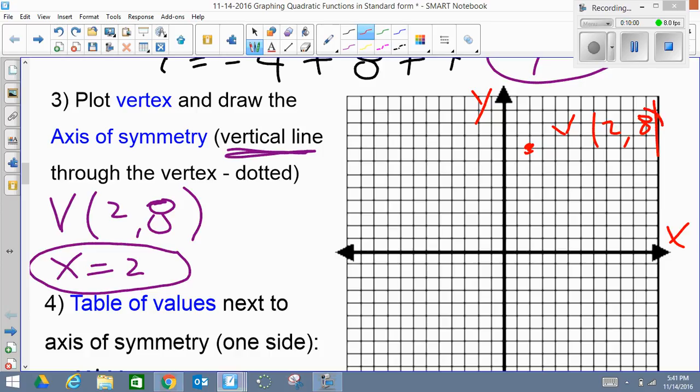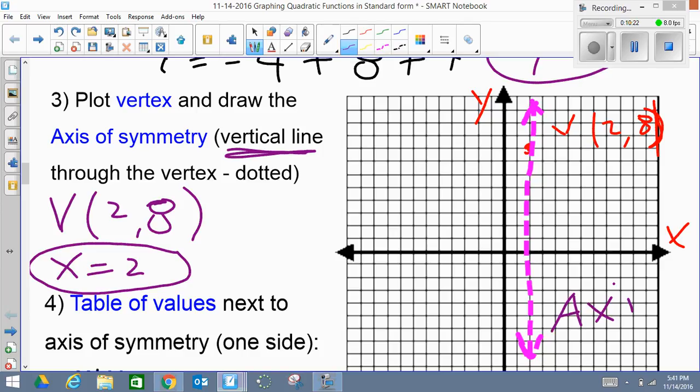Now, when I have my vertex, I need to draw the axis of symmetry, which I'm going to do with a dotted line. My axis of symmetry is a vertical line that goes through my vertex. I hope you're doing a straight line because I'm not. That should be a straight, vertical line, and that's your axis of symmetry.